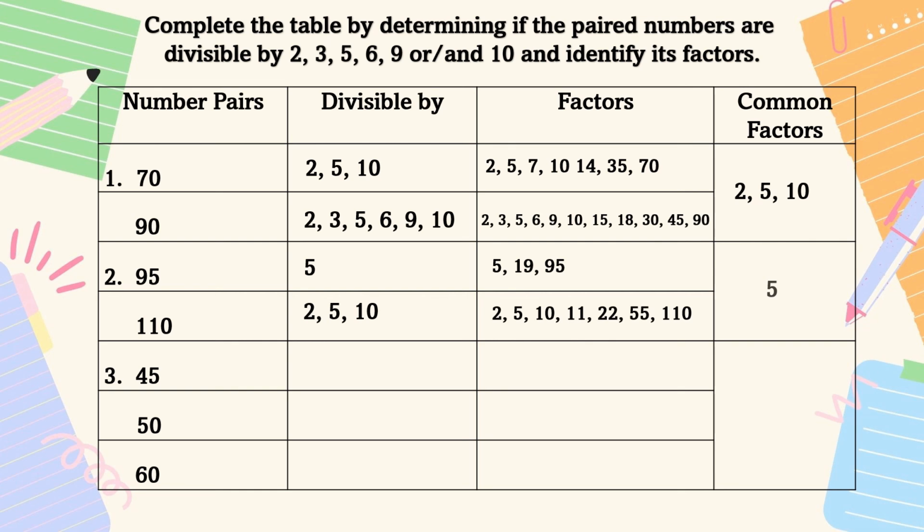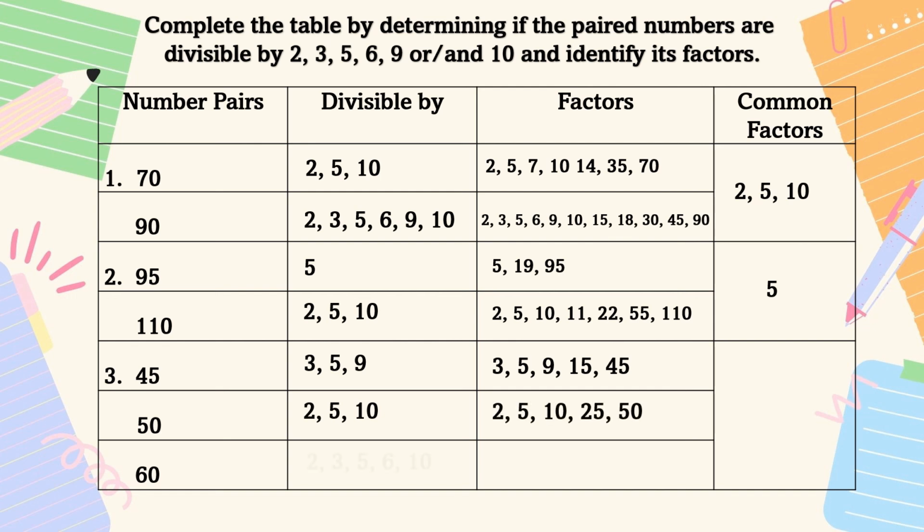The number group in number 3 is 45, 50, and 60. 45 is divisible by 3, 5, and 9. And its factors are 3, 5, 9, 15, and 45. Now let's have 50. It is divisible by 2, 5, and 10, and its factors are 2, 5, 10, 25, and 50.